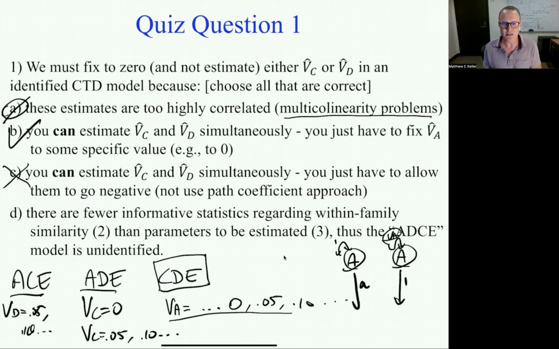The direct symmetric approach is important for several reasons. Most prominently, it gives us the correct type 1 error rates, and it doesn't inflate our type 2 error rates. This is discussed in a paper by Verhulst in 2019. But that approach does nothing to the issues we're discussing here with respect to parameter indeterminacy, trying to fit 3 parameters, VC, VA, VD, all having to do with in-family similarity, but with only two informative statistics, covariance MZ and covariance DZ. So I guess I gave away the final answer that is correct, and that's D.